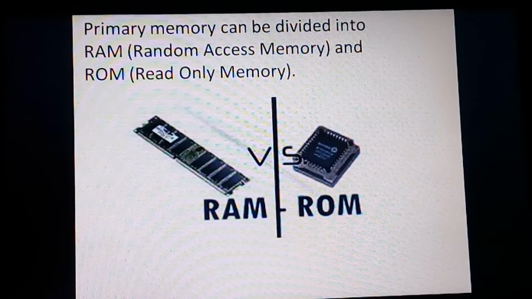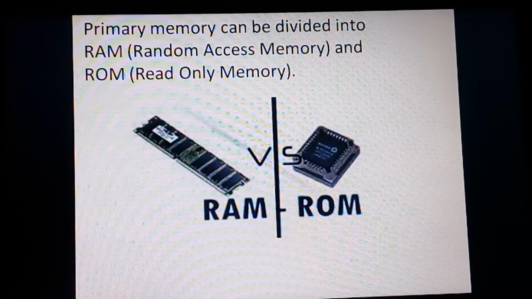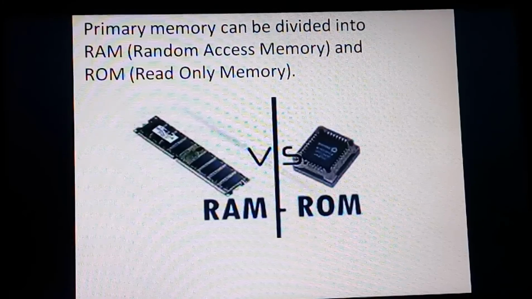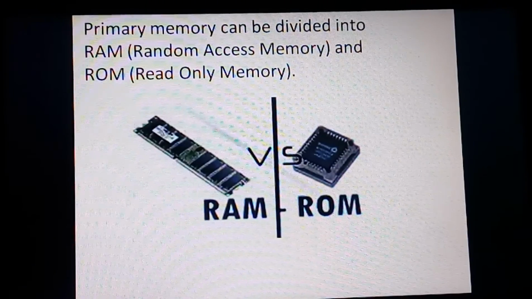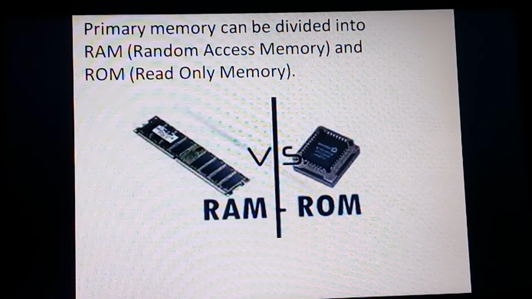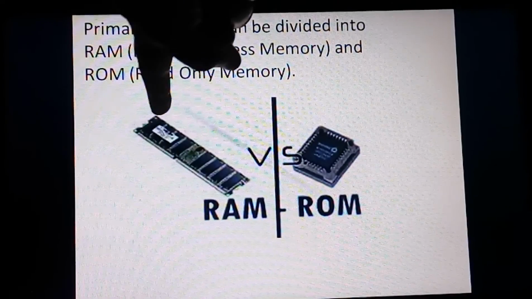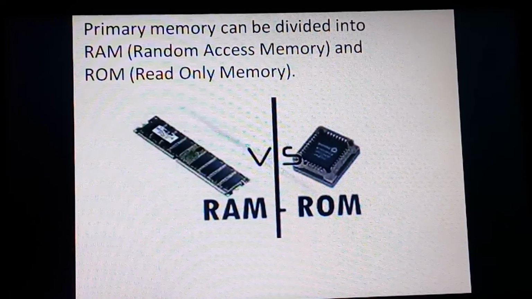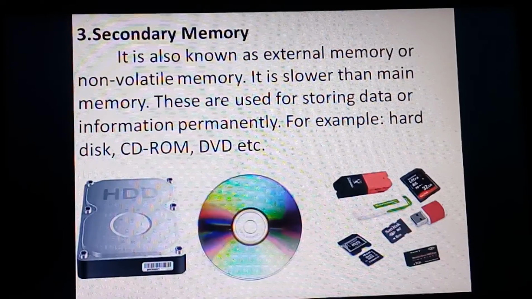The primary memory can be divided into two types. The first one is RAM. RAM means random access memory, and the second one is ROM, that is read only memory. You can see here the diagram of RAM and ROM. This is called the RAM and this is called the ROM, that is read only memory.